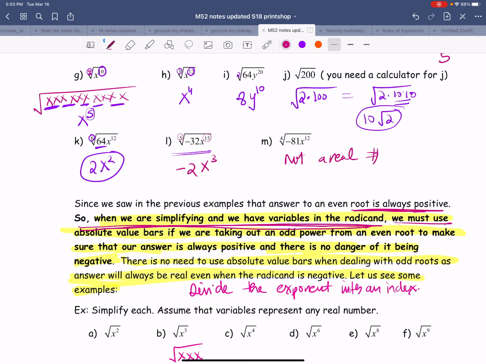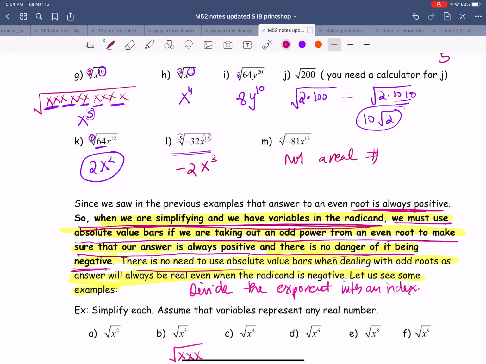We must use absolute value bars if we are taking out an odd power from an even root. Memorize this. This is going to be very helpful, especially when you're moving towards the STEM field, calculus. You will end up using this concept again. If you're pulling out an odd power from an even root, we want to make sure that whatever comes out is positive only. So we do need to put the absolute value bars around it to make sure it's positive only, so that there's no danger of being negative.